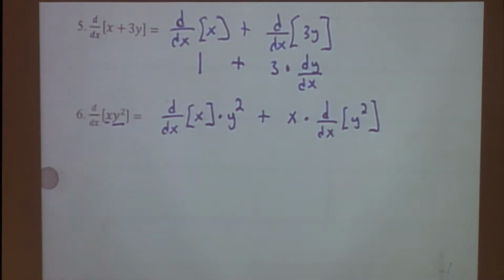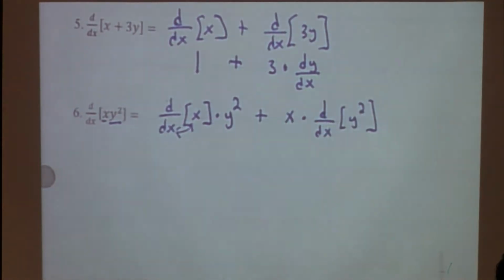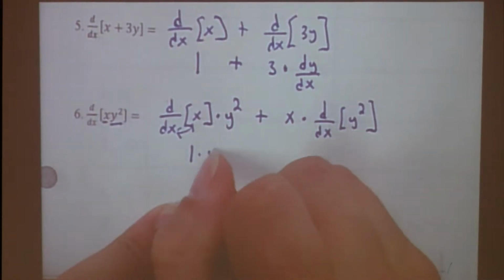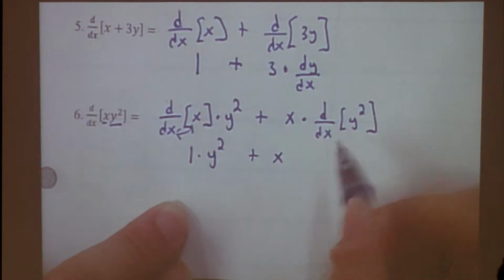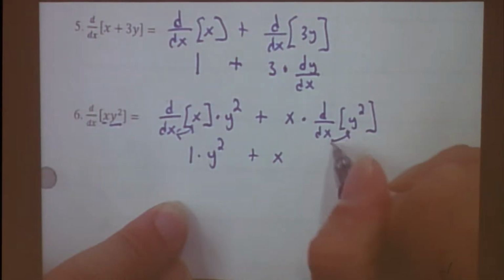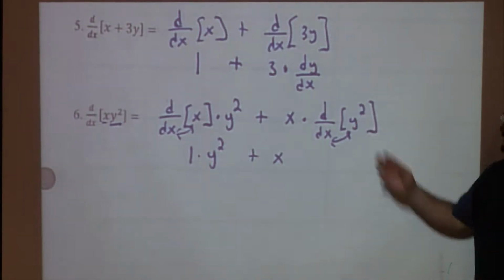y squared. You with me? Yep. Okay, cool. So here we need the derivative of x, the variables match, so there shouldn't be a problem. So what would it be? 1 times y squared, we're good. Plus x times the derivative of y squared with respect to x. Do the variables match? No. No. So get the derivative as normal.